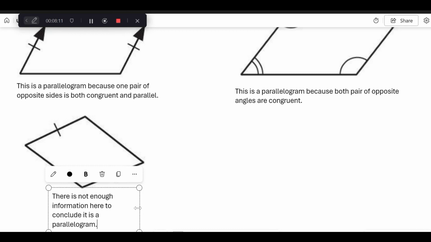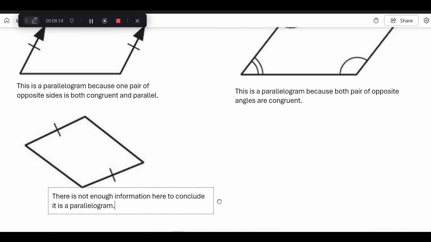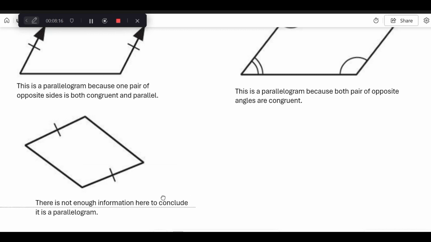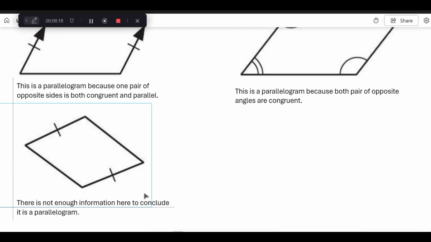Yeah, on this one, there's just not enough information to conclude it's a parallelogram if all we know is that one pair of opposite sides is parallel. I'm sorry, is congruent. That's not enough, okay? This could be a trapezoid.